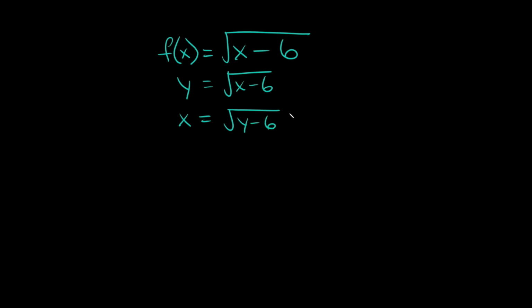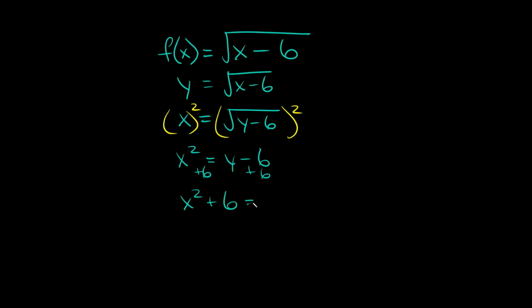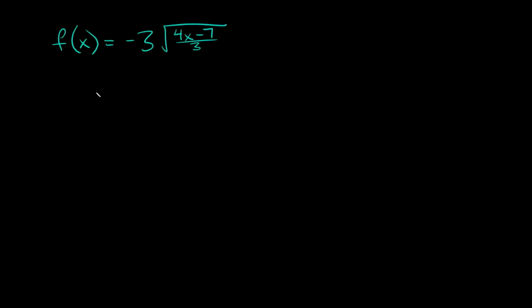All right, now in order to get rid of the square root, again, we can just square that, and what we do to one side, we do to the other. So then here we get x² = y − 6, right? Then we can add 6 to both sides. So we get x² + 6 = y. And again, this is already simplified, so we can just write that as the inverse function. Boom.